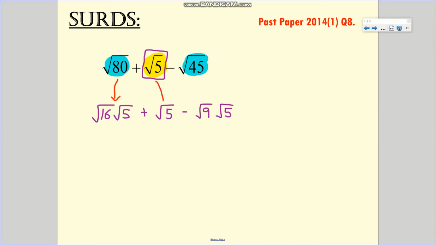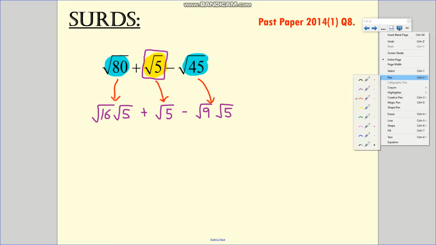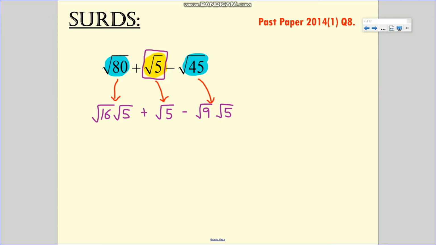The normal root 5 on its own has stayed the same, and the 45 has turned into root 9 root 5. Remember that you can represent a root by the product or the multiplication of two other roots that times together to make that number. Okay, the next step is to look at these roots out the front that are square numbers and turn them into whole numbers. Because I know that the square root of 16 is 4. So instead of writing root 16 root 5, I'm going to write 4 root 5.